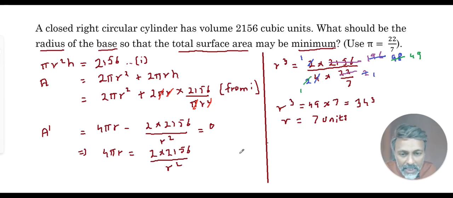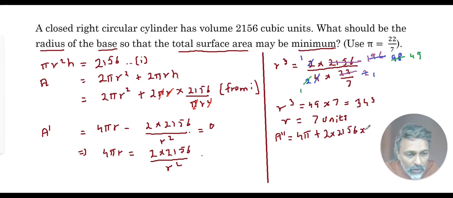We have got that. But in the exam, do not forget to take the second derivative to show that the surface area was minimum. So we write A double dash is equal to, we go to this step and differentiate. 4 pi r derivative is 4 pi. 1 upon r square is r raised to the power minus 2, and then on differentiating, minus of minus becomes plus. So plus 2 into 2156 into 2r raised to the power minus 3, which is 2 upon r cube. When you put r as 7 here, we get 4 pi plus 2 into 2156 into 2 upon 7 cube. We know this answer is greater than 0.